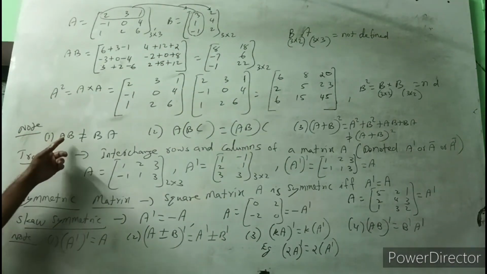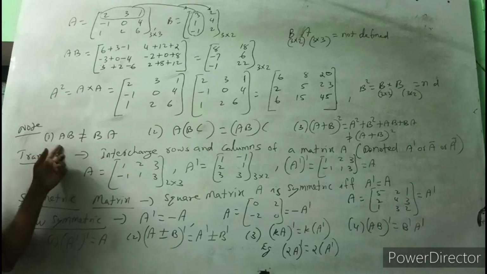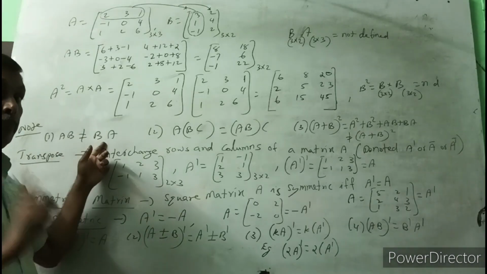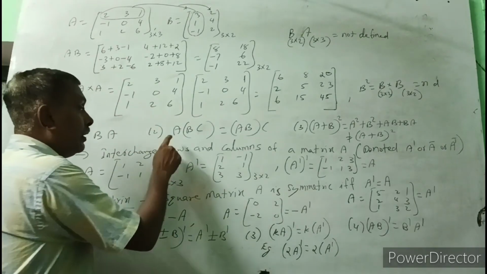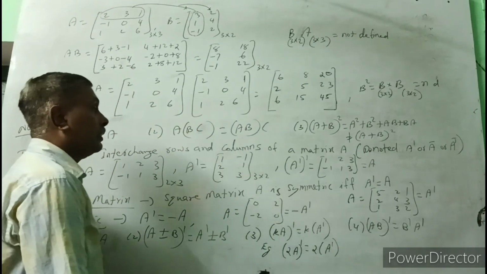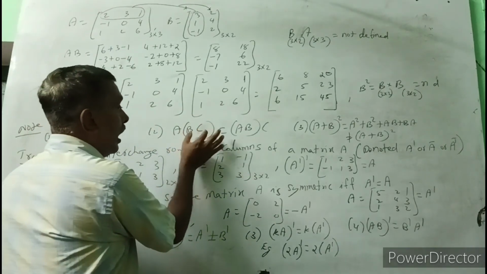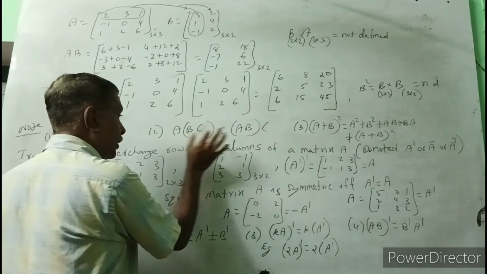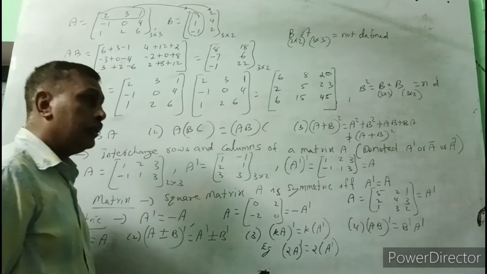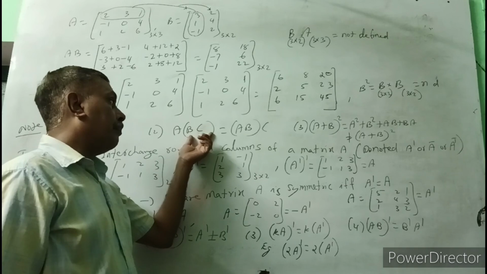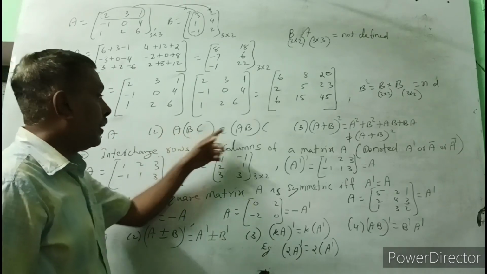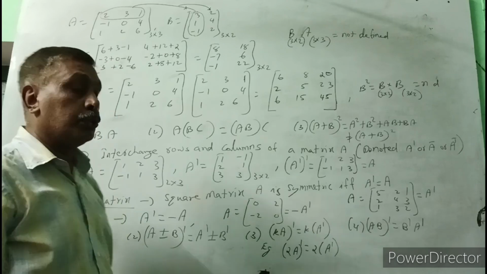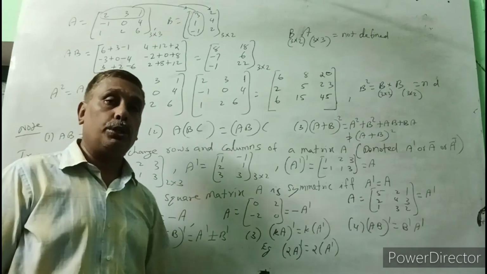Now some of the important things: commutative property not satisfied, AB not equal to BA. Matrix multiplication is not commutative but associative. Keep it in mind. A, B, C are 3 matrices. You may multiply AB as well as BC. If multiplication of AB and BC is possible, then first multiply BC with A or multiply AB with C. That is what is called associative property. It will satisfy associative property.